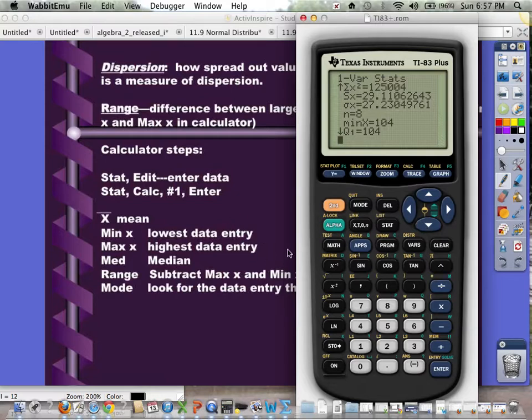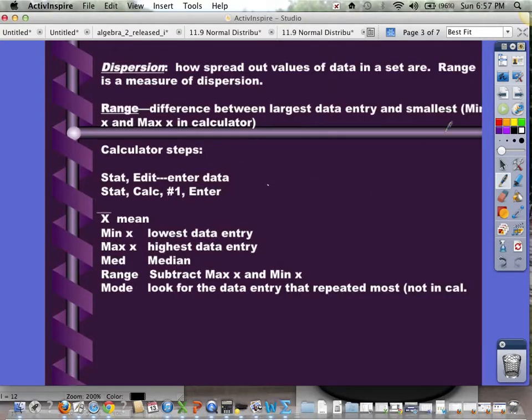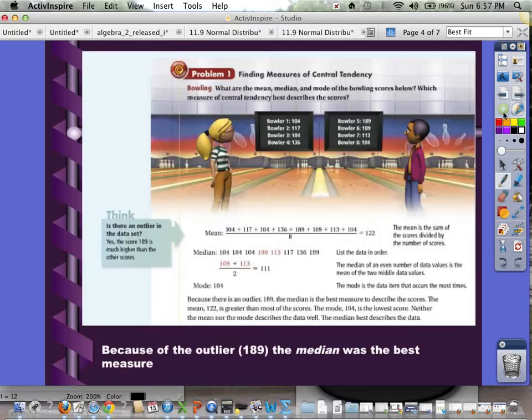We don't use it that often, but in case they ask you for it, you'll know what to do. Okay, so that's what you're going to be doing with a lot of our homework, is putting it in your calculator.